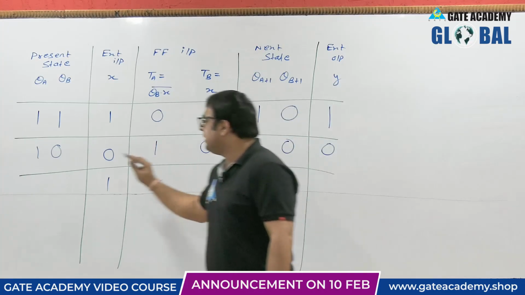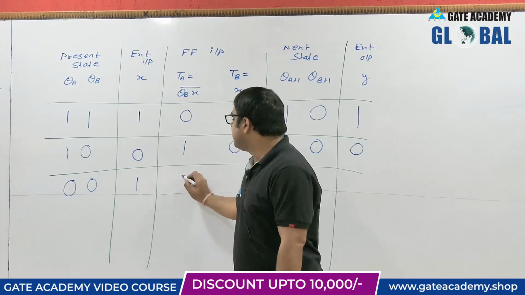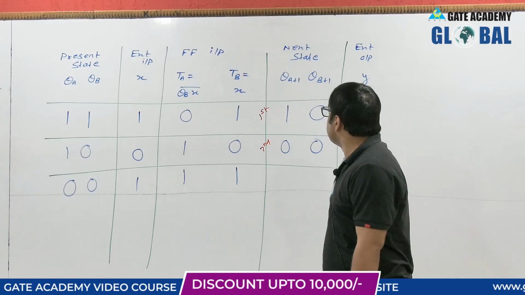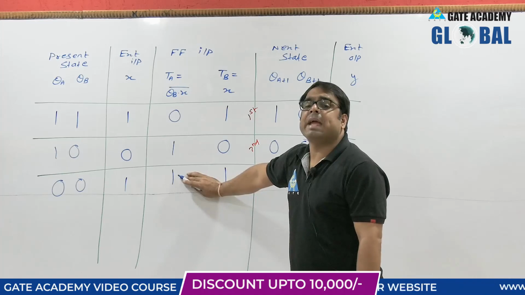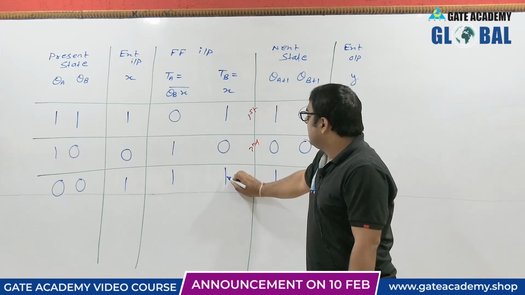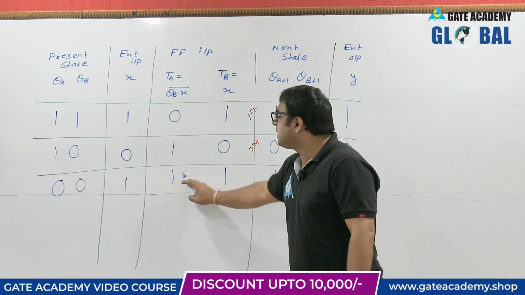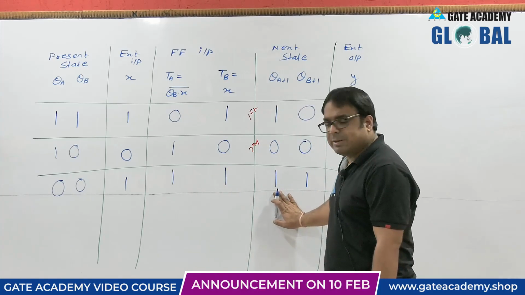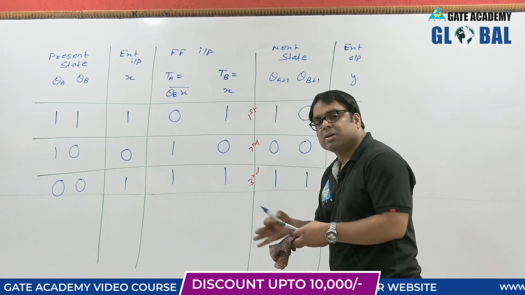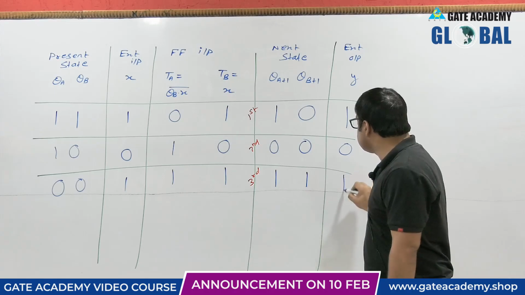Now we continue with this 0 0. Output of the NAND gate with QB equal to 0 will be 1. X is 1, so this will be directly copied here. Now TA is 1, so flip-flop A will toggle from 0 to 1. And TB is equal to 1, so flip-flop B will toggle from 0 to 1. So A and B both are in toggle mode, and both will toggle from 0 to 1. This is the situation after the third clock cycle. So after the third clock cycle, the state is 1 1. Output of the OR gate will be 1 plus 1, that is equal to 1.